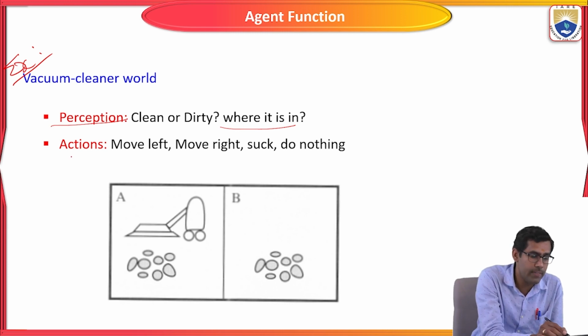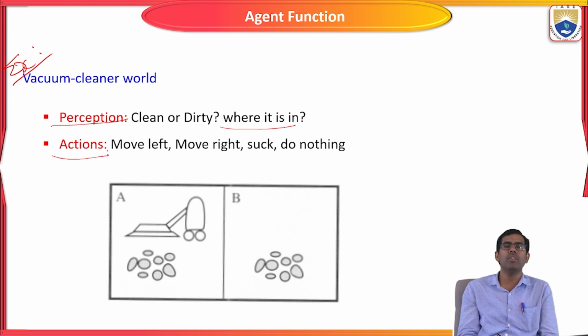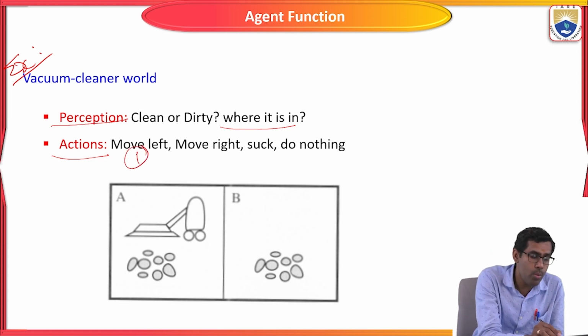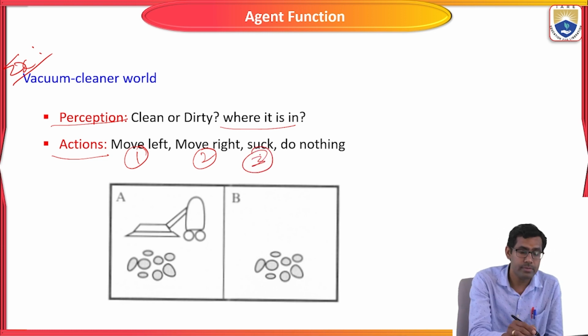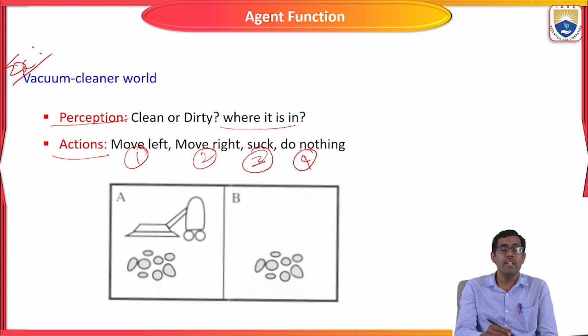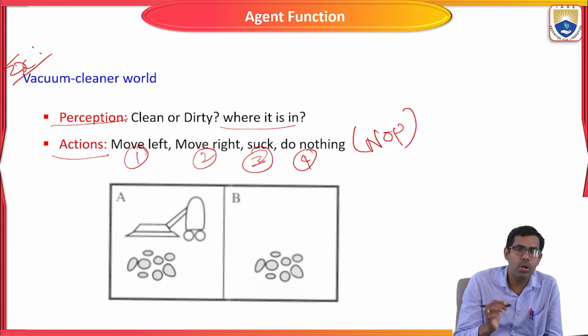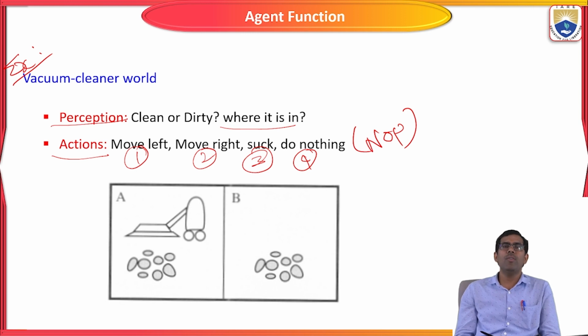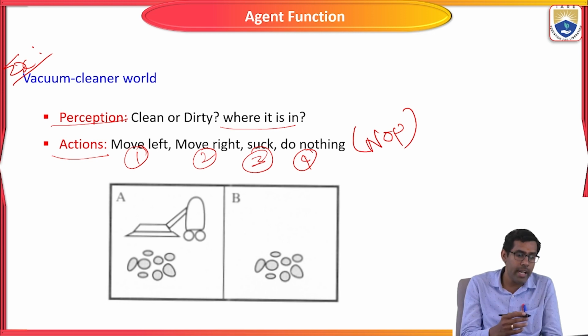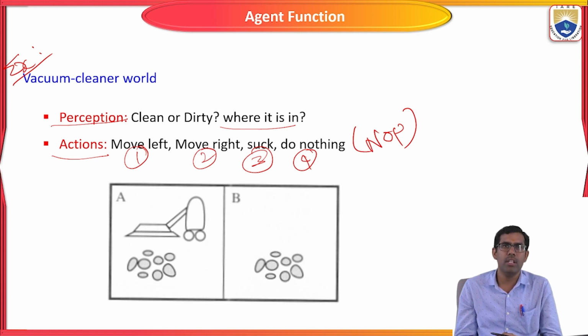So what are the different actions that will happen to clean that particular dirt in your places? The first one is move left, the second one is move right, the third one is suck. The fourth one is do nothing, that is, no operation. So these four actions are going to happen while you are working on a particular problem statement based on that agent function: right, left, suck, and no operation, that is, do nothing, right?